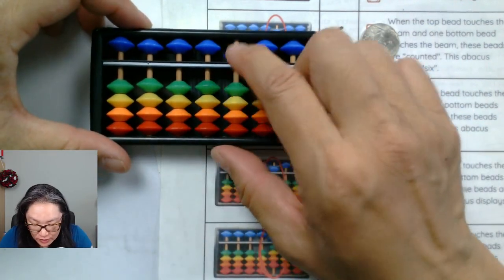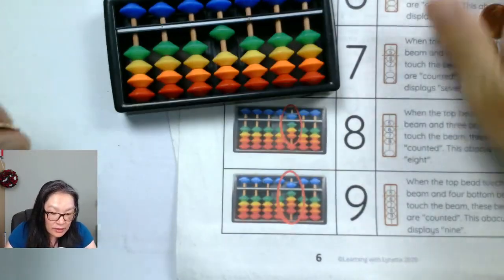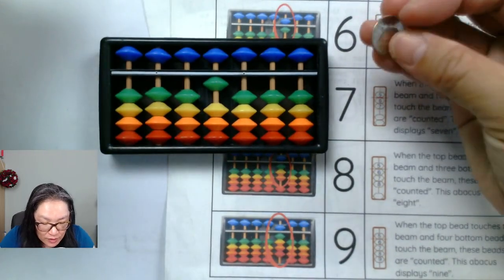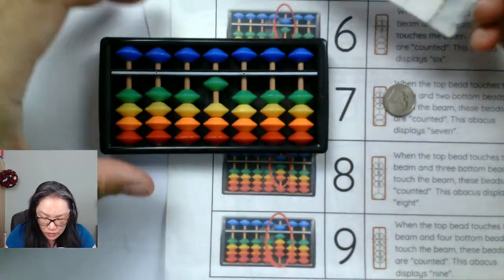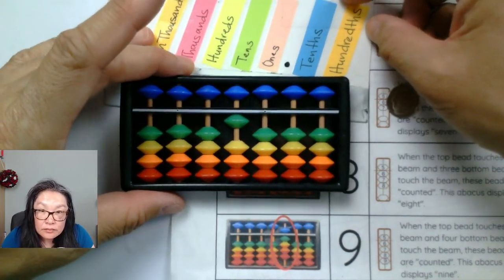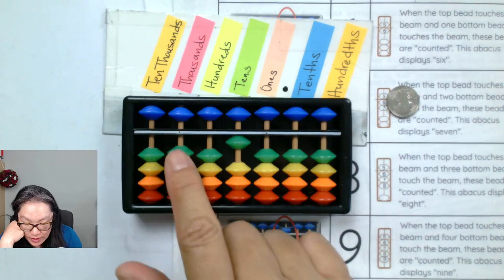But then what are we going to do after 10? Well, after 10 looks like this. This is 10. 1 and 0. So if I replace this, it would be 10, right? This is a dime. This dime is worth 10 cents. So now how do we know what they all are? Well, this is where we're going to start talking about our place values. There's our place values. We have our ones, our tens, our hundreds, our thousands, our 10,000.